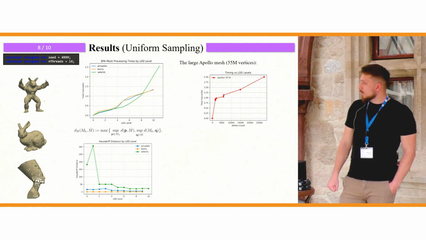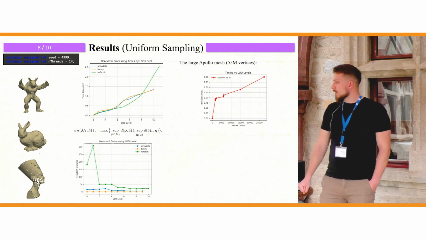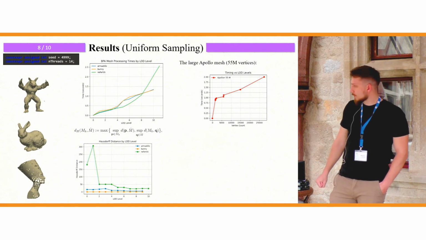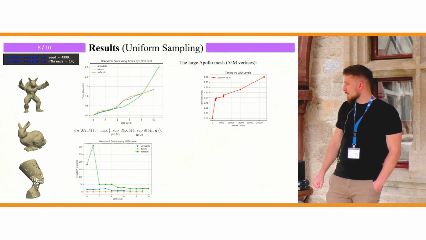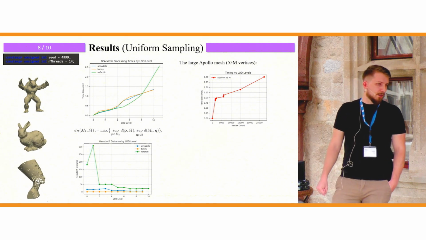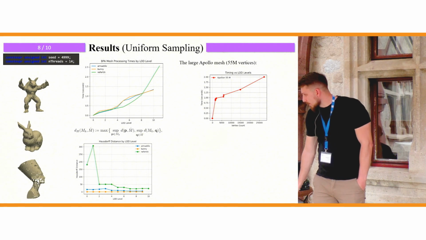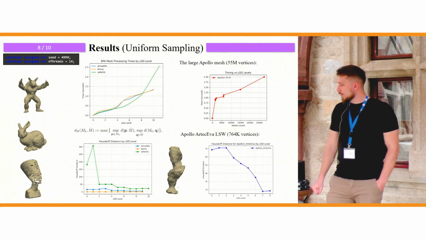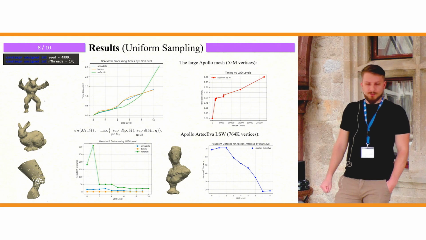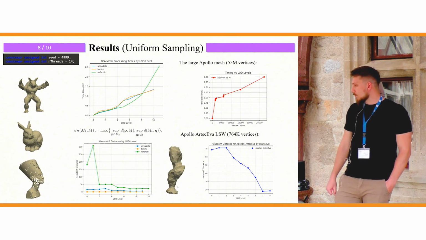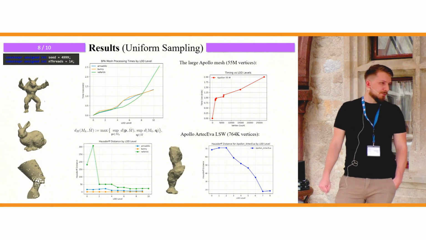Now for the very large Apollo mesh with 55 million vertices, the total time for the 14 thread LODs stretches up to 2 seconds per LOD level. So that's a pretty reasonable thing. And here's also an evaluation for the Lagrangian shrink wrapping of a different scan of the Apollo mesh with almost 1 million vertices, computing the Hausdorff distance to the base mesh.